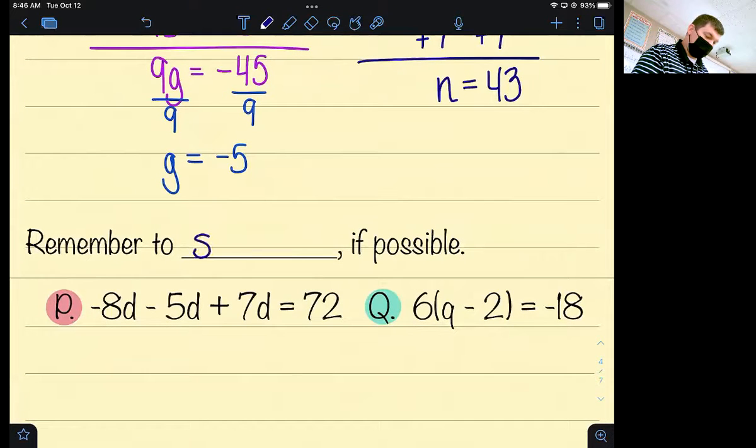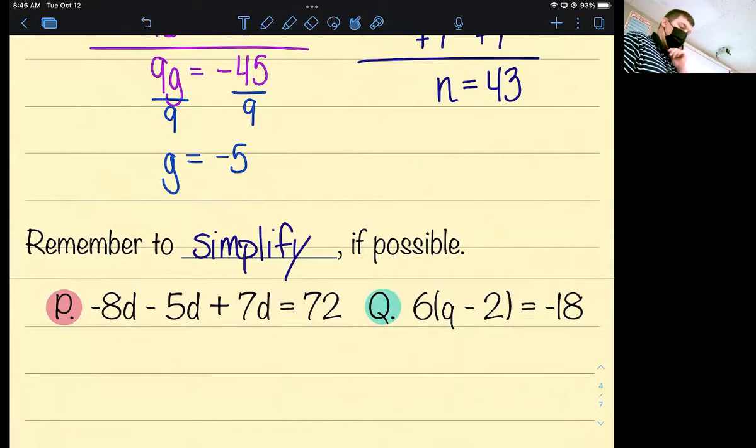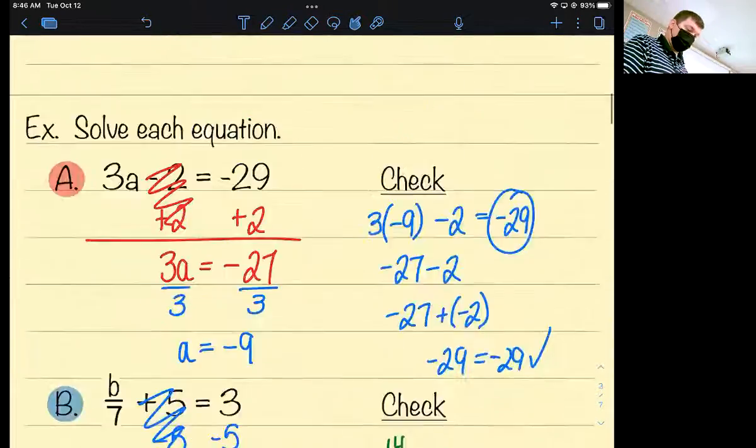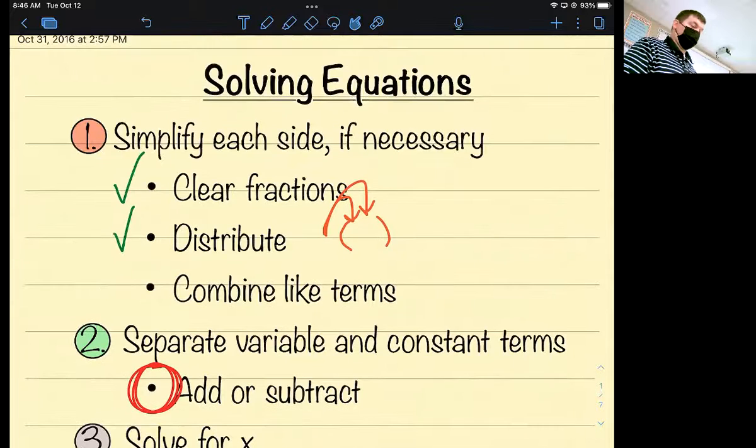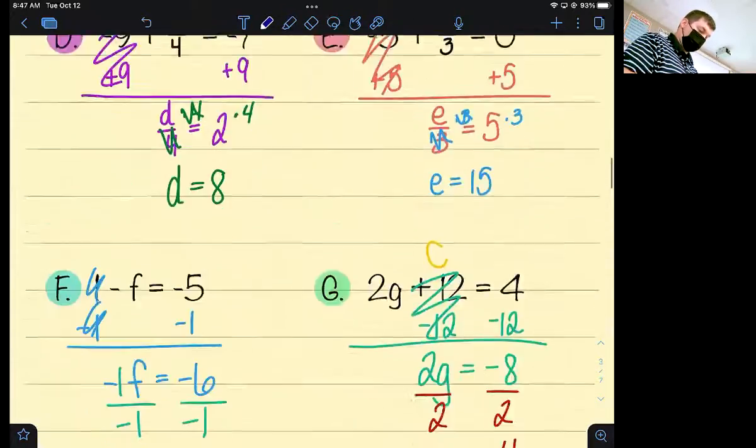Remember to simplify if possible. The very first step in our steps to solve equations wasn't dividing. That was the last step, multiplying, dividing. Wasn't adding or subtracting. That was the second step. The very first step was to simplify if you can. We just cleared fractions. We've distributed. Now we're going to have a problem where we have to combine like terms. And that's the next one we're going to look at here.